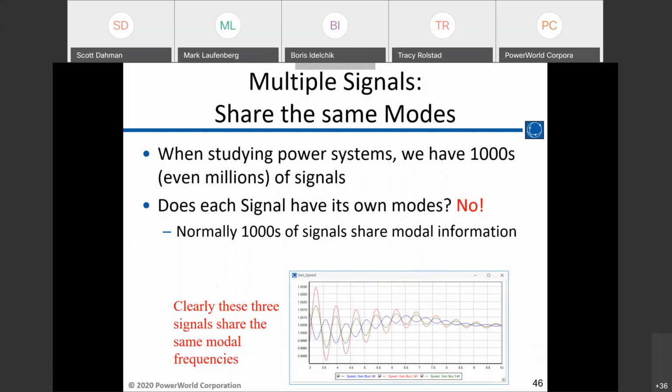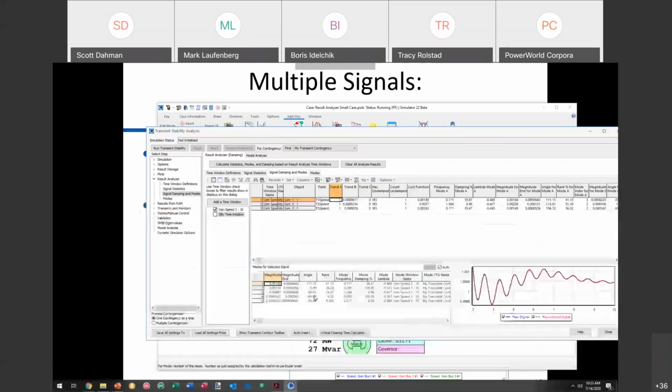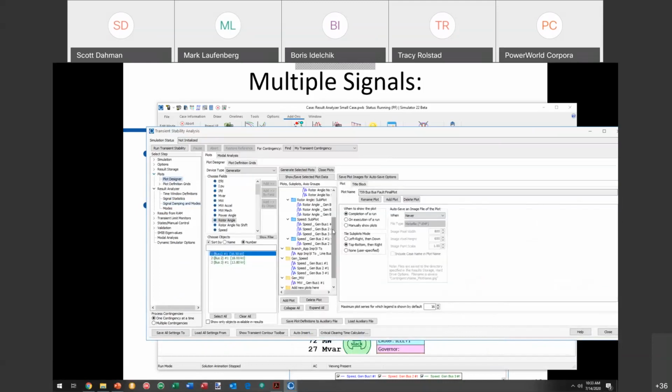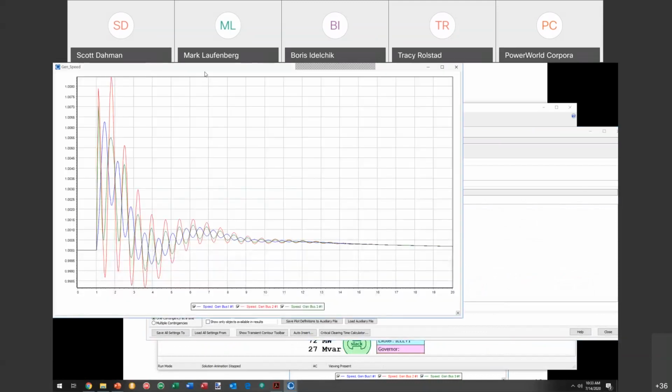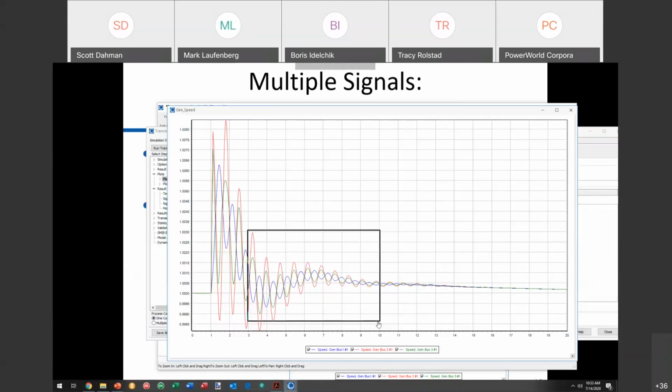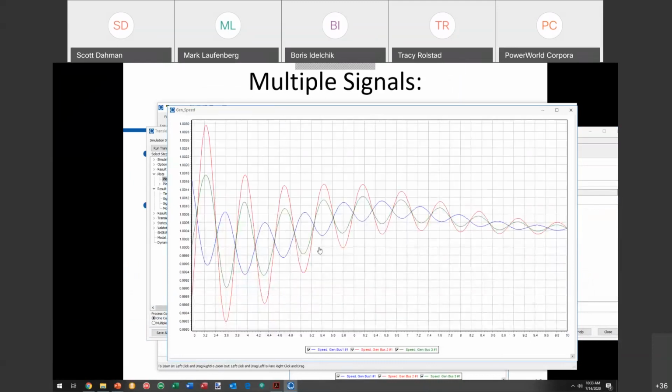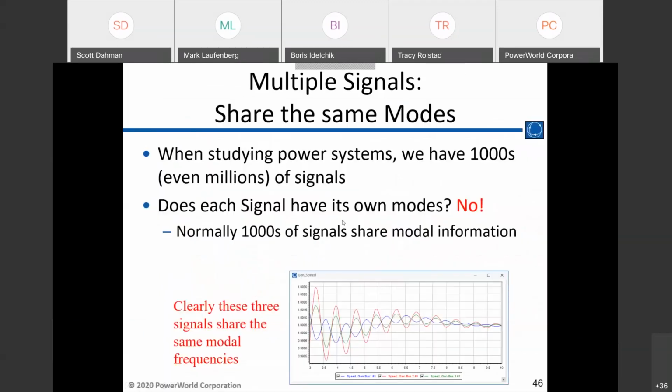So in this particular example that I'm doing on this small case, here are my 3 bus or generator speeds. If I go back to plotting, I can pull up my 3 generator speeds, and what I've done is zoomed in on 3 to 10 seconds because that's where I'm studying them. Clearly, when I'm looking at this, these signals share a frequency. They're literally oscillating at almost exactly the same frequency at 1.3 hertz. So when I do modal analysis, I don't really do it on one signal. I do it on a group of signals, and they all share the same modes.